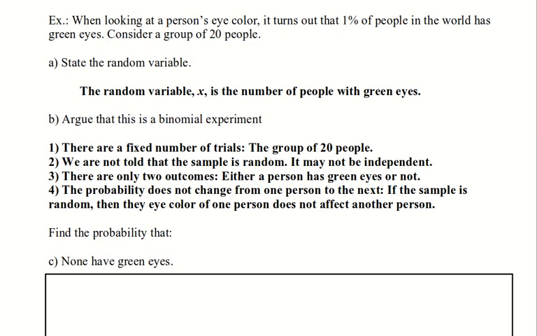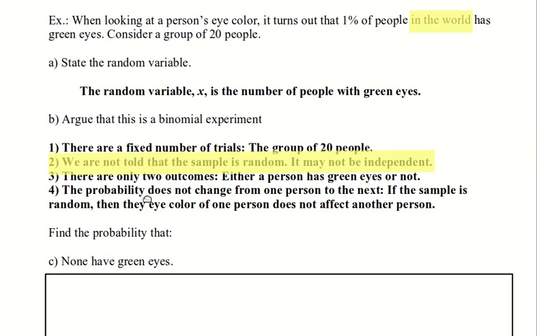The second requirement I have absolutely no idea about. Is this sample random? If it is, then maybe the outcomes are independent. If it's not a random selection of people in the world, then I might be over-selecting people from a particular geographic region.